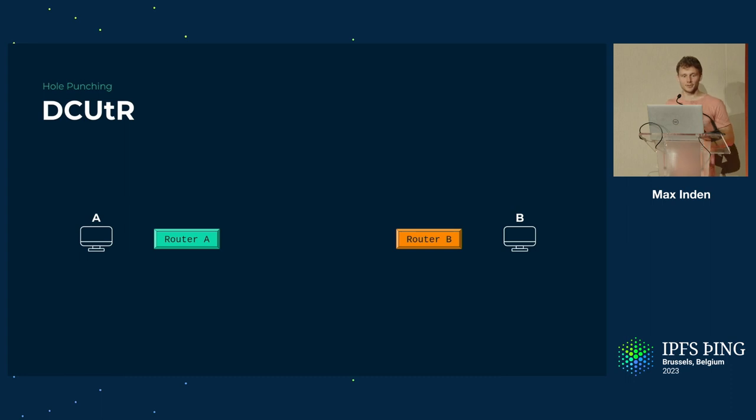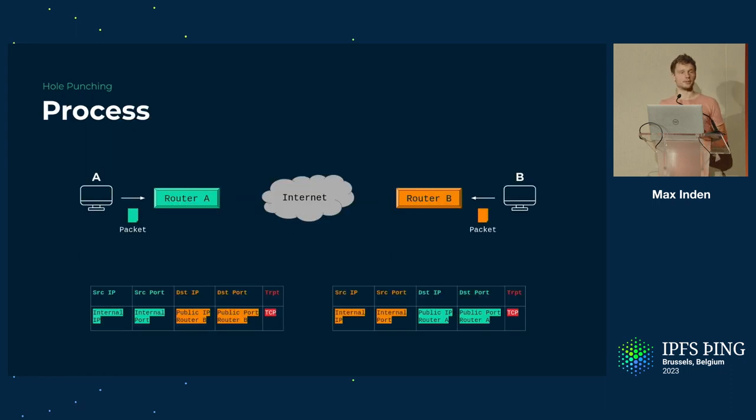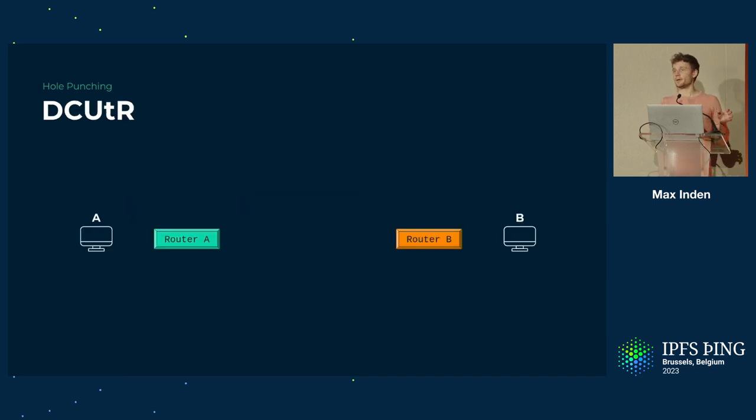Okay, so now I talked about this magic process, right? How can we achieve that A and B start this process at the same time? How do we achieve that they both send the packet at the same time? In libp2p world, this is called DCUtR, decoded by some, direct connection upgrade through relay. Don't remember the name, that's fine. In other protocols, like, for example, WebRTC, you do this coordination over TURN, for example. So how do we synchronize somehow?